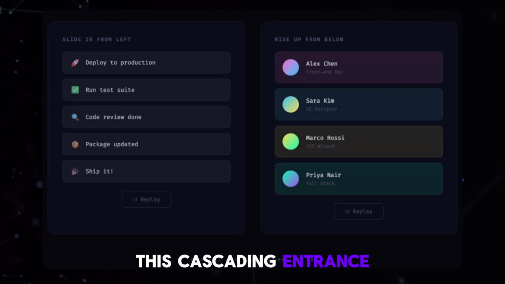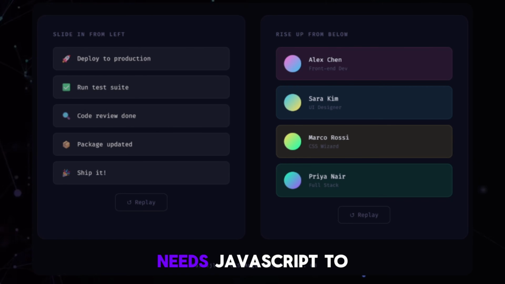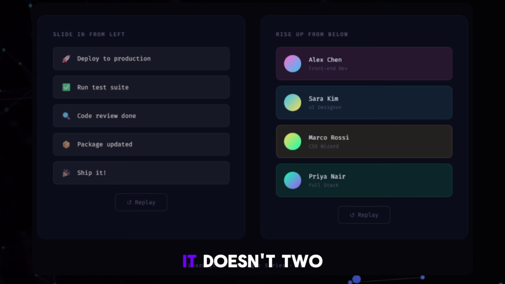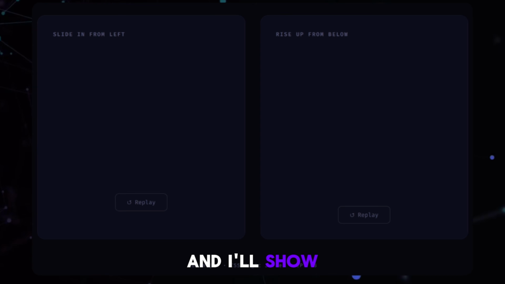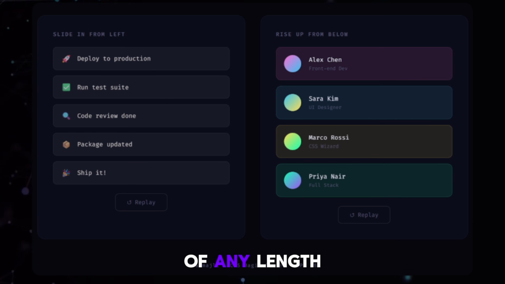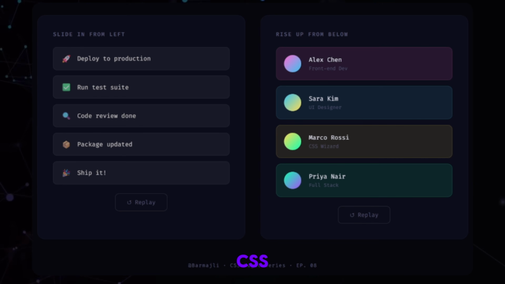This cascading entrance animation looks like it needs JavaScript to time each item. It doesn't. Two CSS properties handle all of it, and I'll show you a trick that makes it work on lists of any length without writing more CSS.